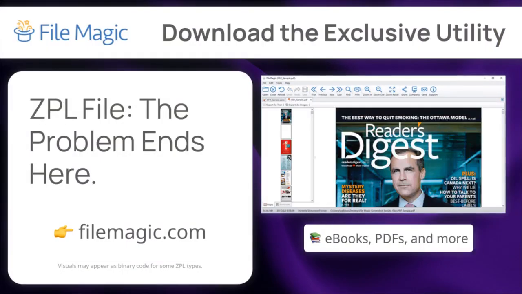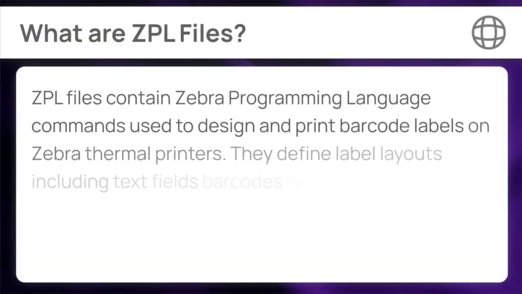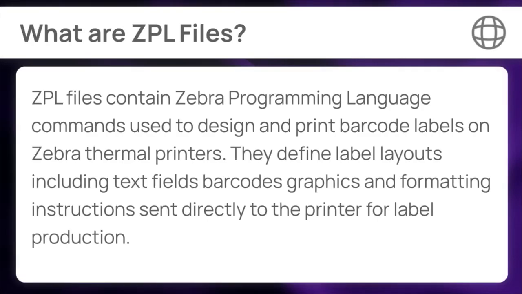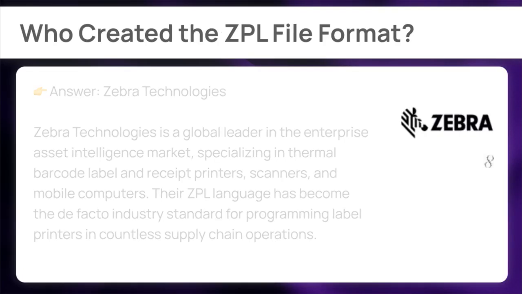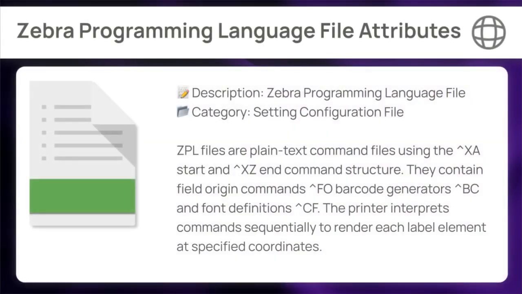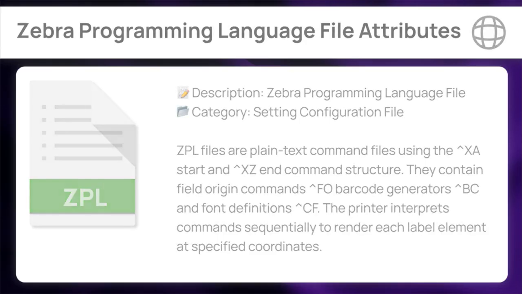First, the simple methods. ZPL files contain Zebra programming language commands used to design and print barcode labels on Zebra thermal printers. They define label layouts including text fields, barcodes, graphics, and formatting instructions sent directly to the printer for label production. ZPL files are plain text command files using the ^XA start and ^XZ end command structure. They contain field origin commands, ^FO, barcode generators, ^BC, and font definitions, ^CF. The printer interprets commands sequentially to render each label element at specified coordinates.